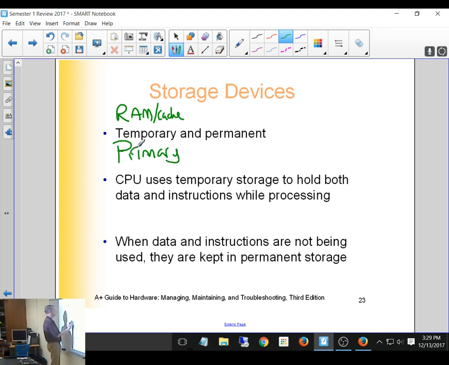And permanent would be like our hard disk drive. And that's secondary, okay? It's secondary because the CPU doesn't write to it, okay? The memory controller moves information from memory to the hard drive, but the CPU doesn't talk directly to the hard drive. That's why it's considered secondary, okay?